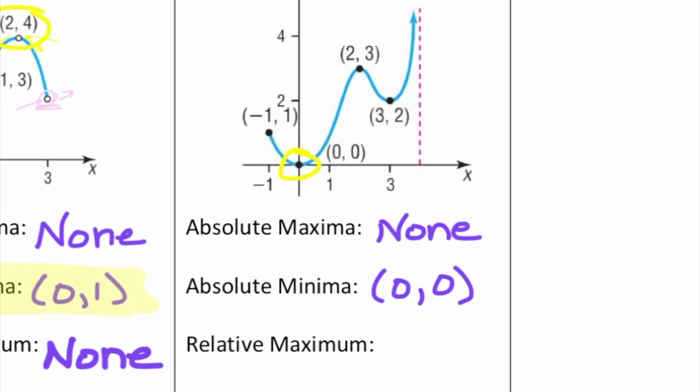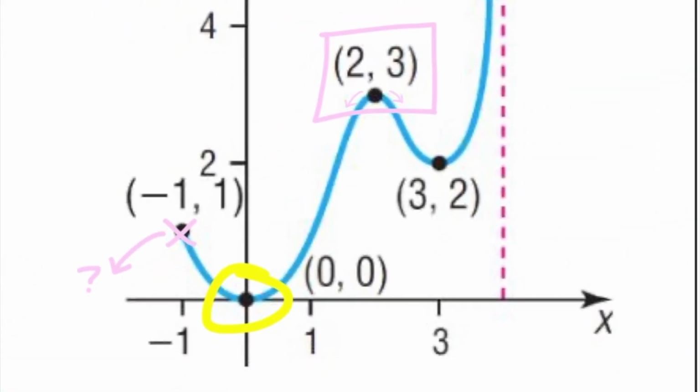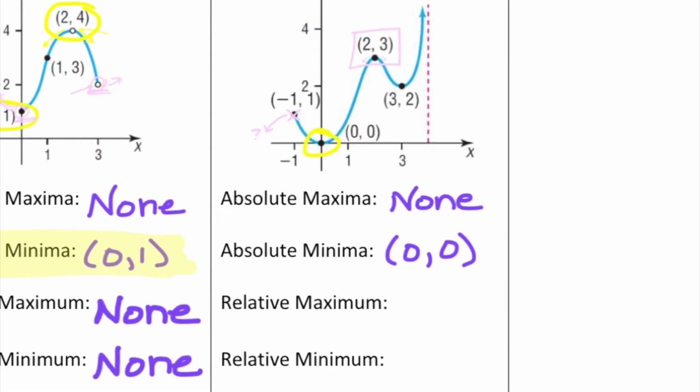Your relative maximum, remember that our definition is it's got lower points on either side. We can't use the negative 1, 1 because it doesn't have any point that's lower to the left of it. But this point 2, 3 fits the criteria because it has points immediately lower than it, both to the left and to the right of it. And if you saw me doing these videos, you would see me pointing to the left and to the right with my hands in the air, but you can't see any of that. So the relative maximum in this case is going to be 2, 3.